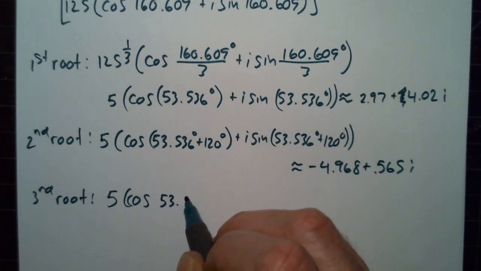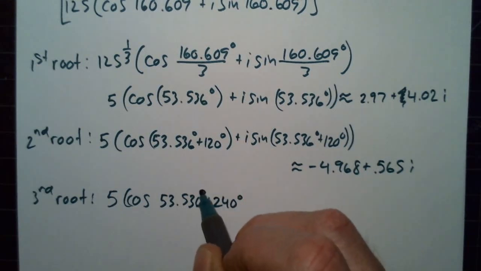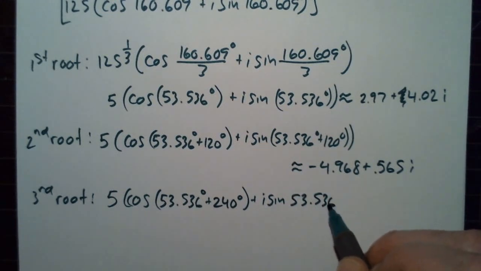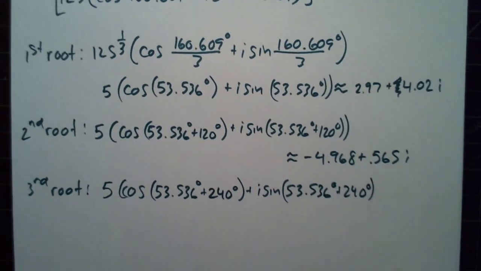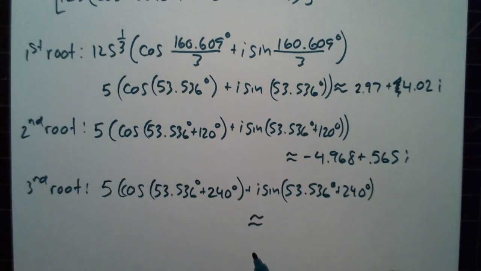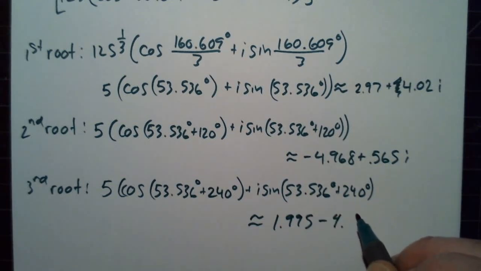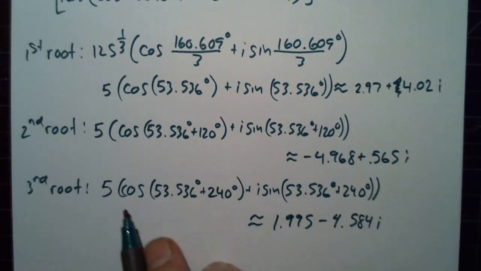Take the original angle, and now we have to add 120 again. That'll be 240. Which with the calculator we would have 1.995 minus... and remember that we are evaluating these, but we're also multiplying by 5, so you have to do the multiplication by 5 to get those answers. And that's the end of the lesson.